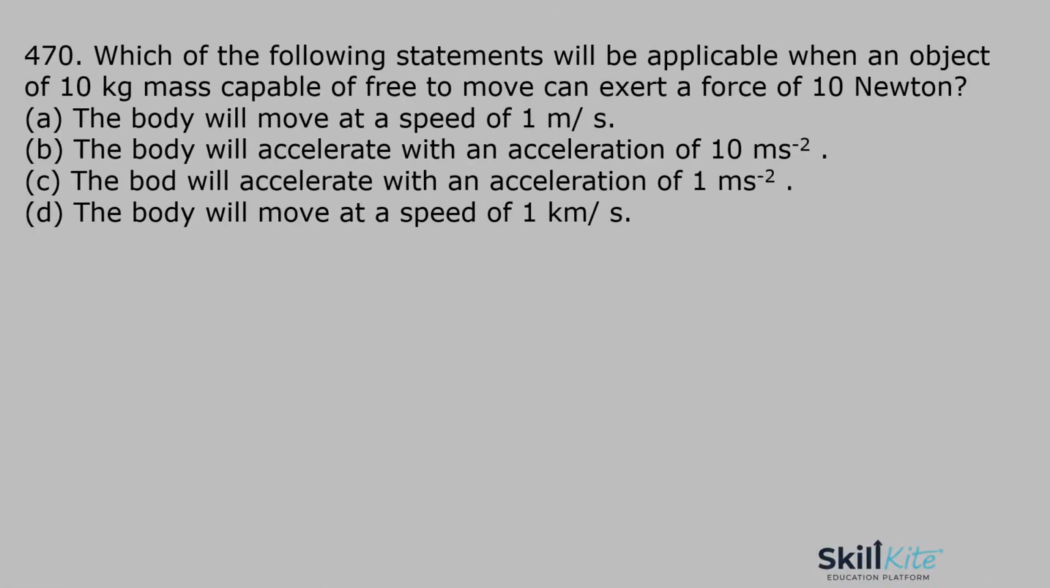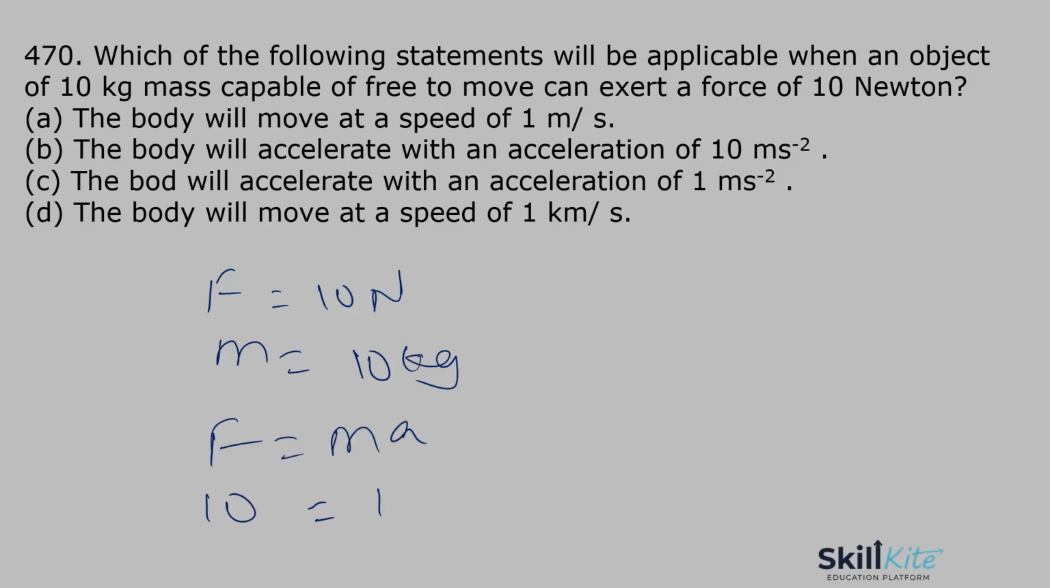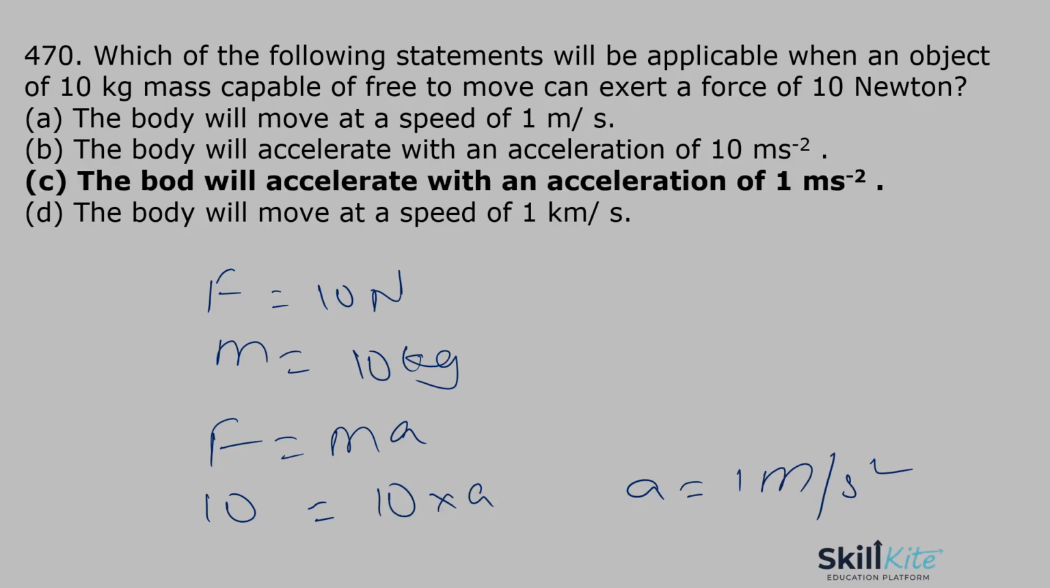Which of the following statements will be applicable when an object of 10 kg mass, free to move, can exert a force of 10 newtons? Force is given as 10 newtons, mass equals 10 kg. F equals m a, so 10 equals 10 into a. So a equals 1 meter per second square. So option C.